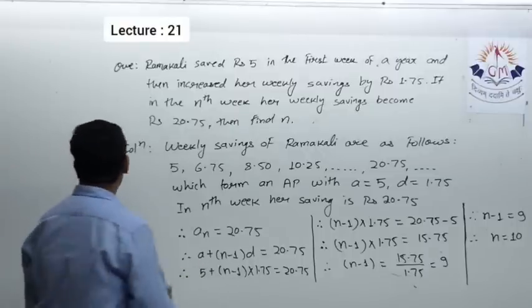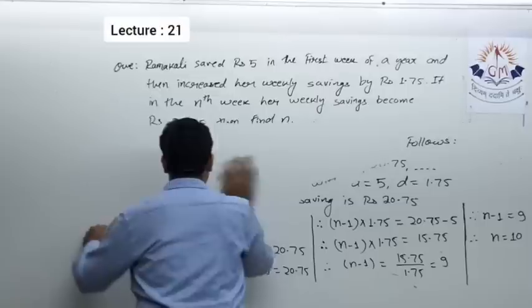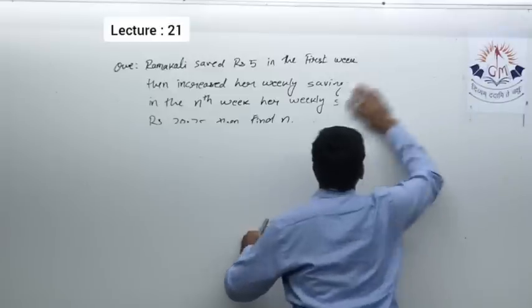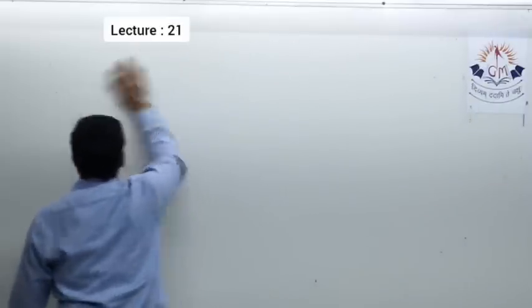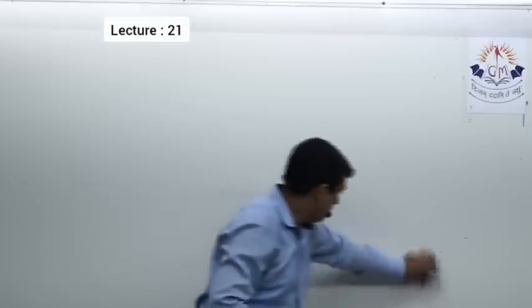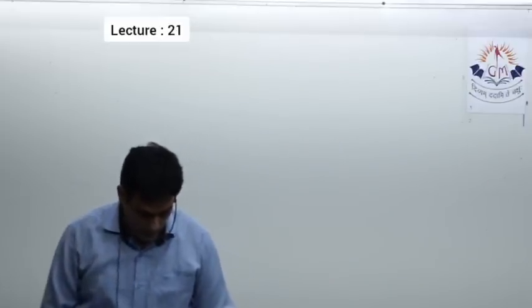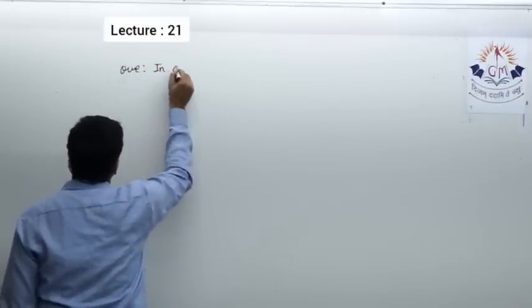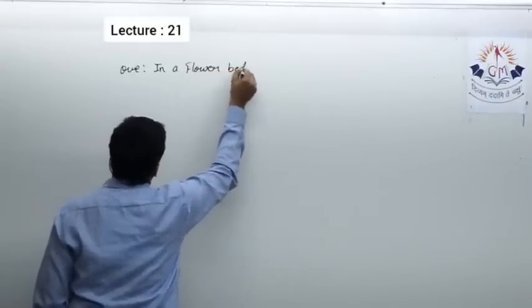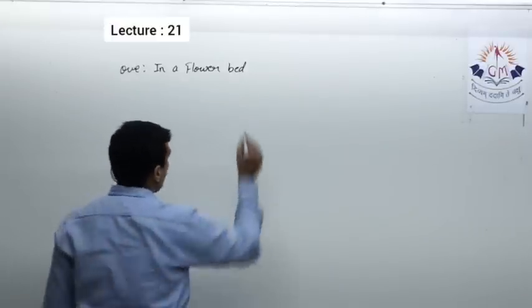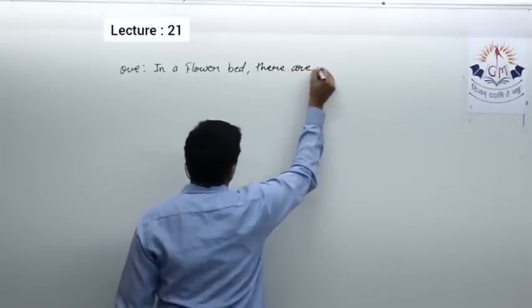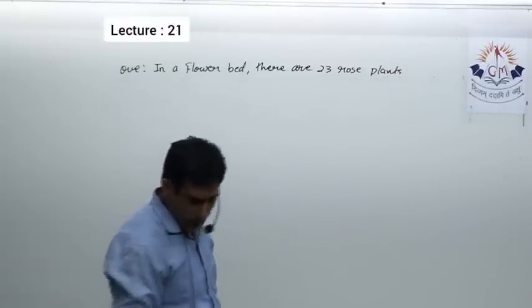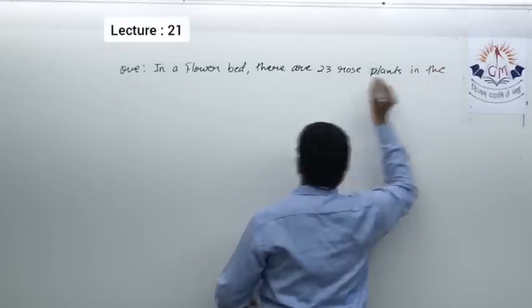Okay, now let us see the next question. Next question is, in a flower bed there are 23 rose plants in the first row.